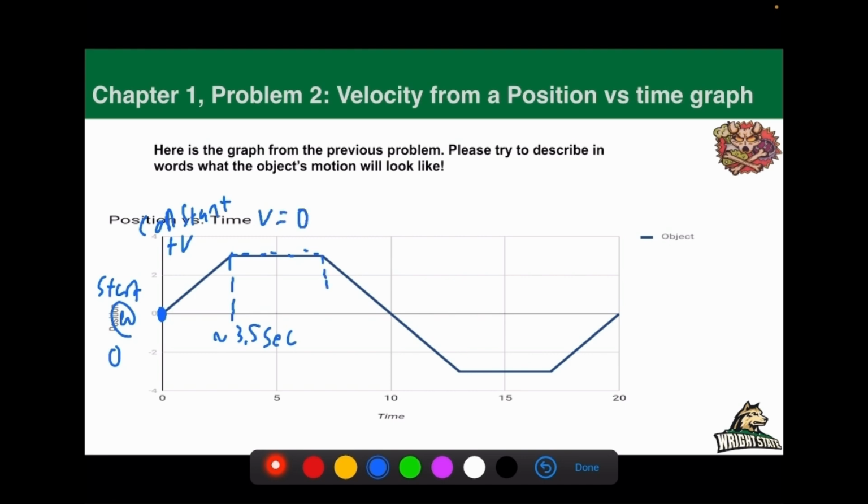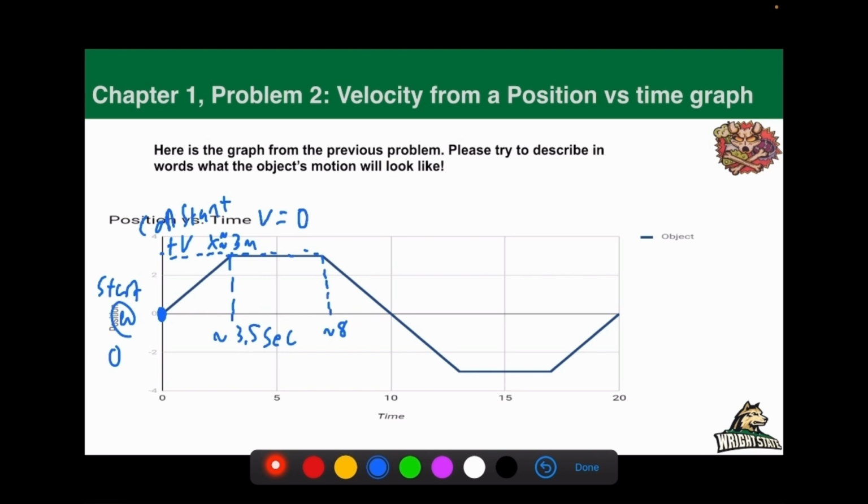And we are going to stay stationary for about, I don't know, this looks like maybe about 8 seconds in, we'll call it. Okay, so this object started moving in the positive direction. For about 3.5 seconds, it walked forward until it was about 3 meters away. I'd call this position at about 3 meters. It chilled out there for about 4.5 seconds.